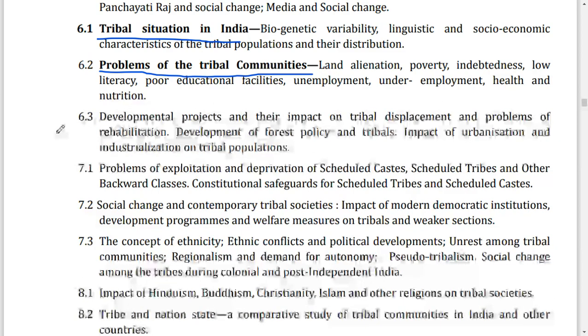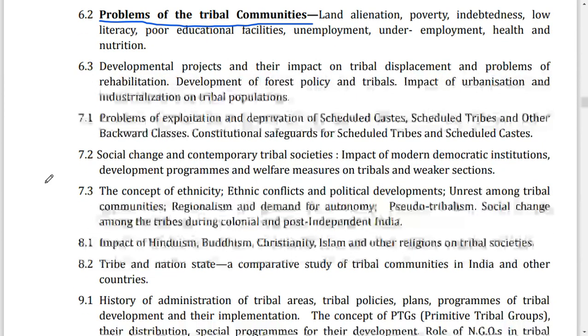Developmental projects and their impact on tribal displacement and problems of rehabilitation, development of forest policy and tribals, impact of urbanization and industrialization on tribal populations, problem of exploitation and deprivation of scheduled castes, scheduled tribes and other backward classes, constitutional safeguards for scheduled tribes and scheduled castes.